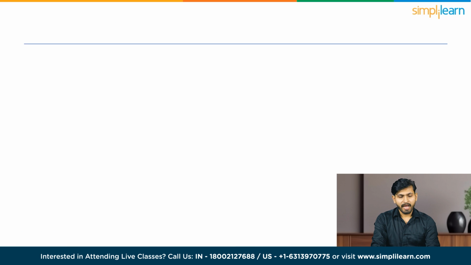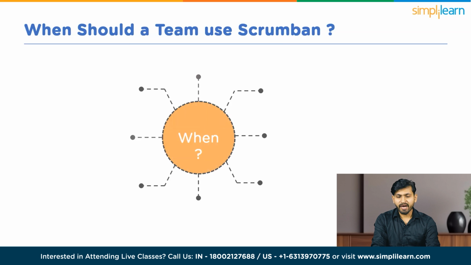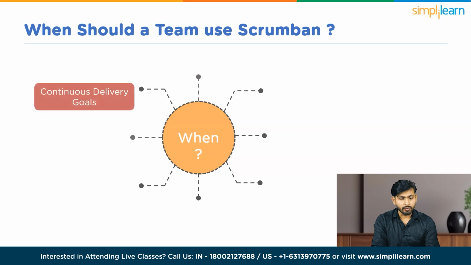Now let's move on and discuss when a team should use Scrumban. A team may choose to use Scrumban when they find themselves in a situation that requires a balance between the structure of Scrum and the flexibility of Kanban. So guys, here are 8 pointers to consider when deciding to use Scrumban. The first one is continuous delivery goals.